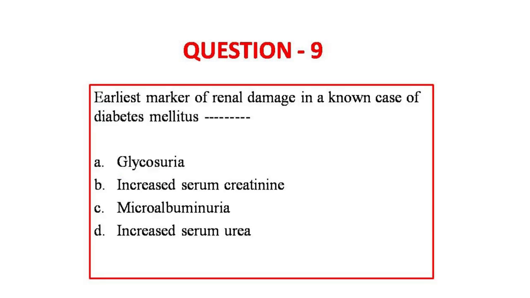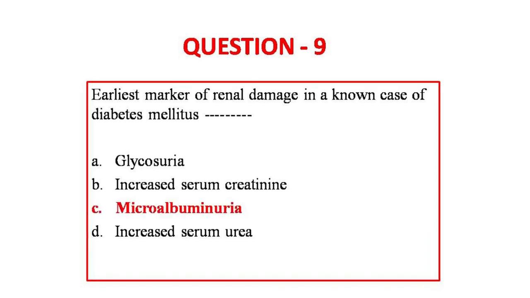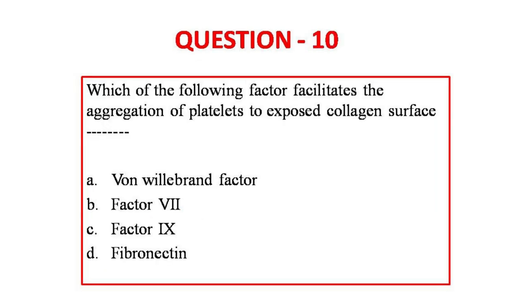So moving on to question 9. The earliest marker of renal damage in a known case of diabetes mellitus is, they've given 4 options: glycosuria, increased serum creatinine, microalbuminuria, and increased serum urea. So the answer to this question is microalbuminuria. Keep in mind, in case of patients who are already diabetic. In microalbuminuria, what normally happens is there will be a moderate increase in the level of urine albumin. It will be a marker.